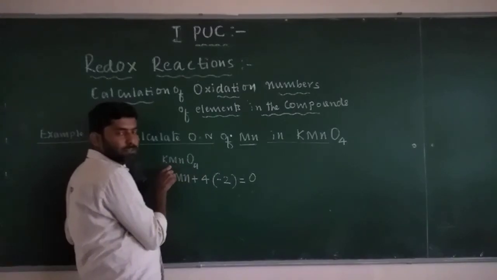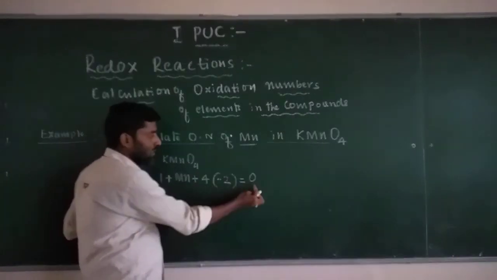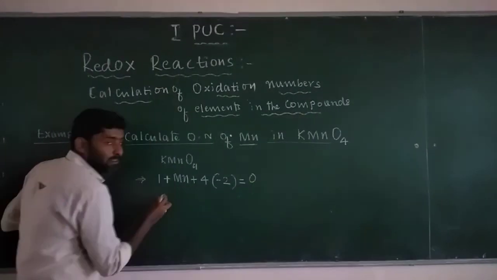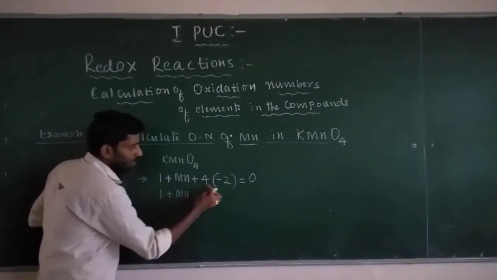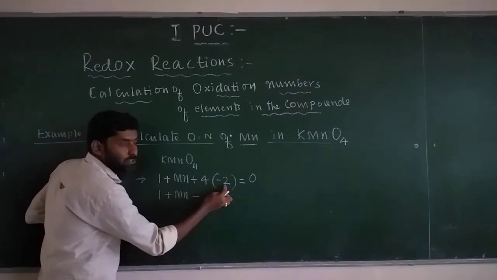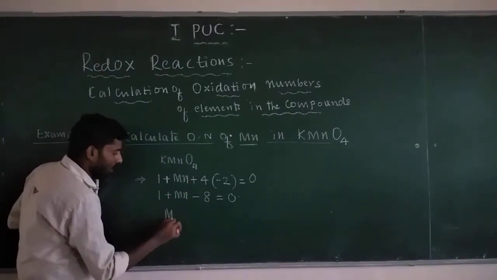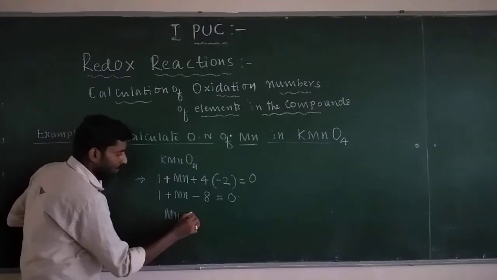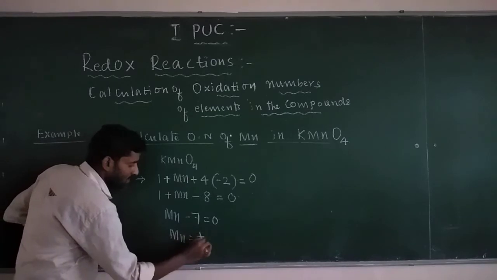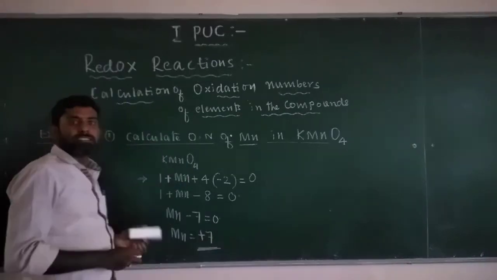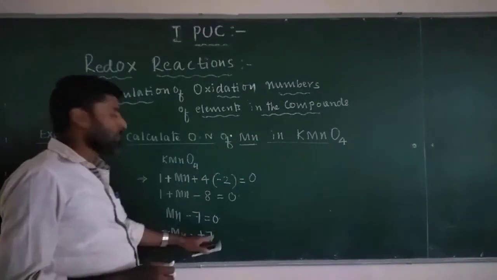The compound is neutral. The given compound KMnO4 has no charge on it, so it is equal to 0. Then solve: 1 plus Mn minus, that is 4 into -2, meaning -8, equals 0. Mn, 1 minus 8 means -7, equals 0. Mn is equal to +7. Now the oxidation number of manganese in potassium permanganate is +7.